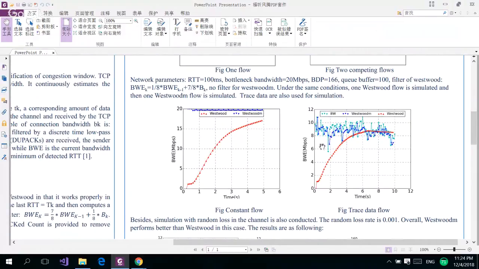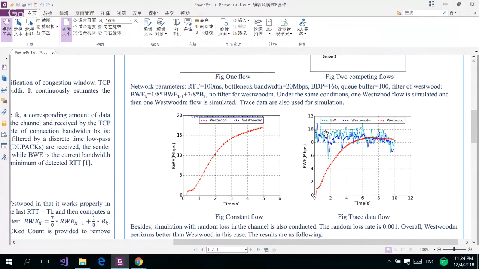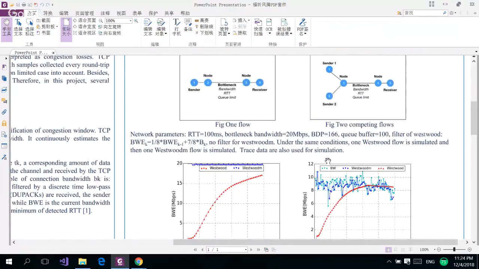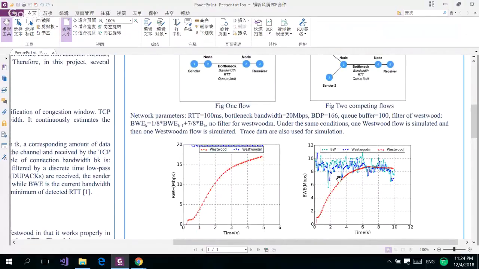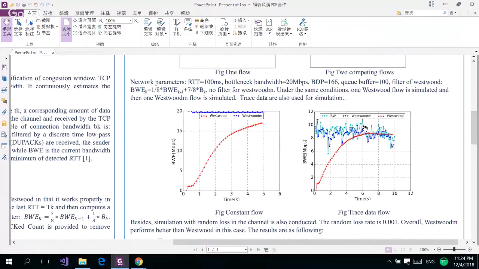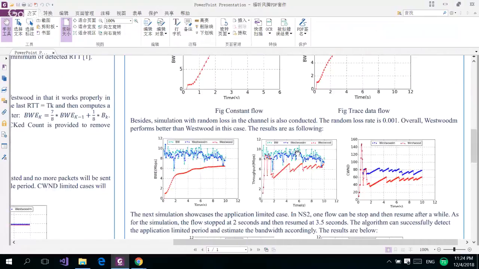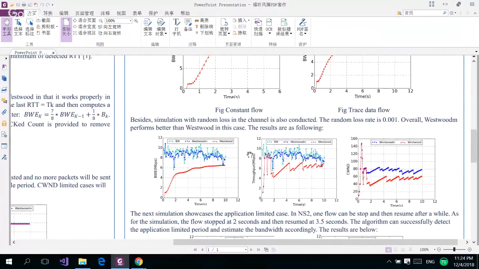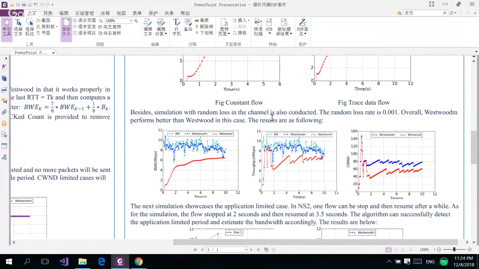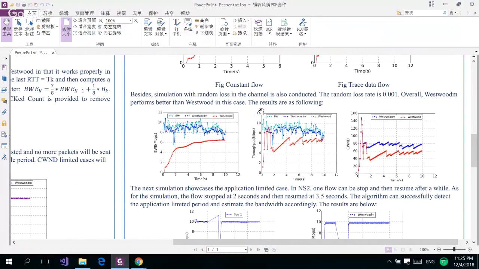The cyan curve is the actual bandwidth that varies from time to time. And the blue curve is estimated by the new algorithm, and it is one RTT shifted since the estimation is one RTT later. Besides, simulations with random loss in the channel are also conducted. The random loss rate is 0.001. Overall, Westwood M performs better than Westwood in this case.